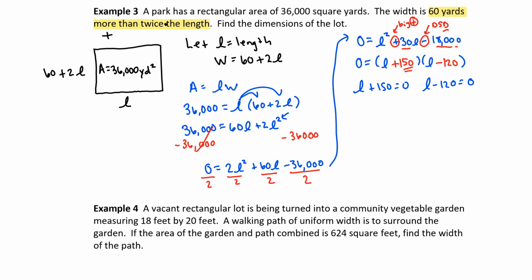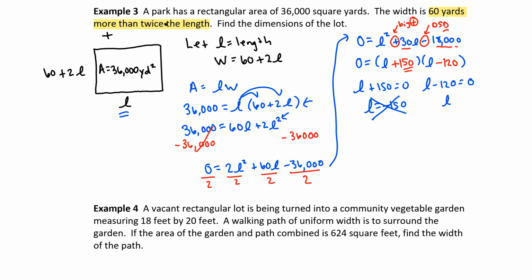Now that it's factored, I can set each factor equal to 0 and solve for the variable. Subtracting 150 from both sides, we get a possible length of negative 150. Remembering that the length is the side of a rectangle and negative distance doesn't make sense, so we will not include that as a solution to the problem. By the way, it does solve our original equation. If I plugged it in, it would balance the equation, but it does not apply to our situation.